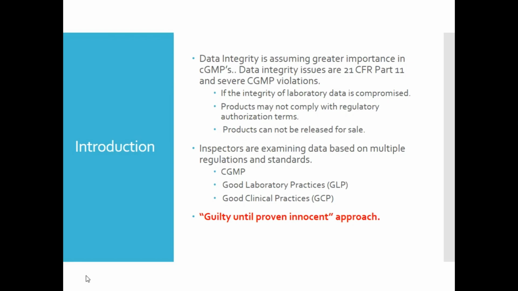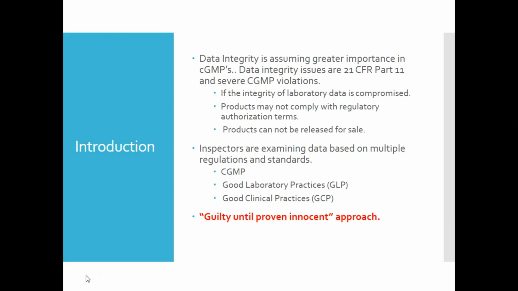So the accuracy and trustworthiness of the data, the integrity of the data, must never be in question, or all of the checks and balances, control measures and quality agreements will not be effective. So data integrity is assuming greater importance in CGMPs. Quality of raw materials and in-process materials, as well as finished goods, cannot be assured without data integrity.